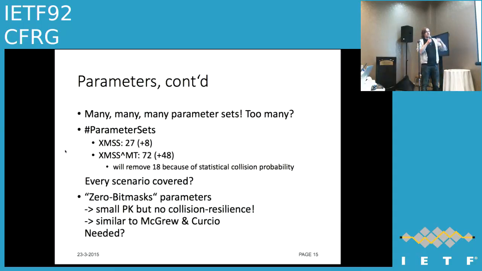In addition, we specified a 0 bit masks parameter, where these bit masks are simply set to 0. Then we can omit them in the public key, which gives us a very small public key, which is only 1 hash value. But we don't have this collision resilience property, so actually in that case we rely on the collision resistance of the hash function, and we end up with something very similar to the old draft. So the question is if this is really needed here.